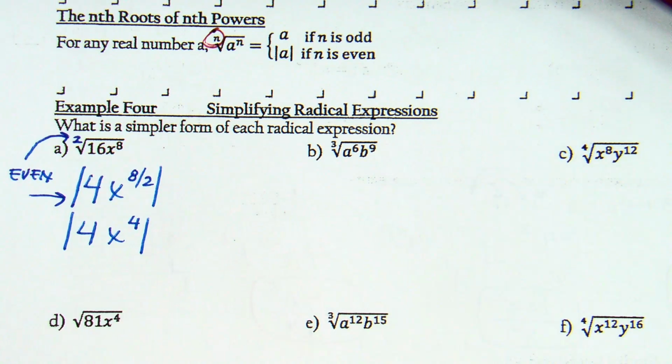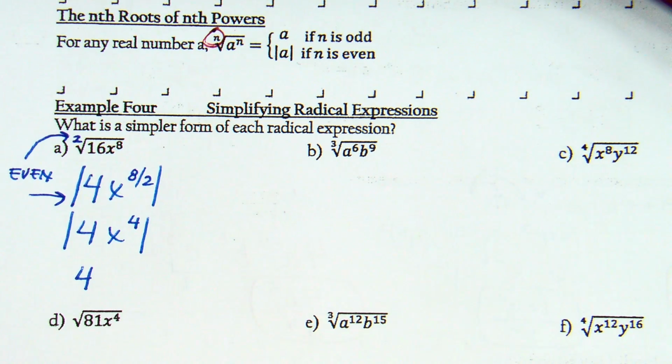Do I need to keep absolute value on 4? Could 4 be negative? No, 4 is just 4, right? Did I ever have negative 4 written down? No, 4 is just 4. So do I need absolute value bars on 4 to tell me it's positive? No, it was already positive. So you're not ever going to need absolute values on the actual numbers.